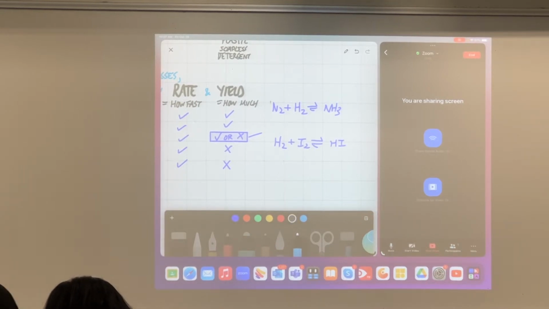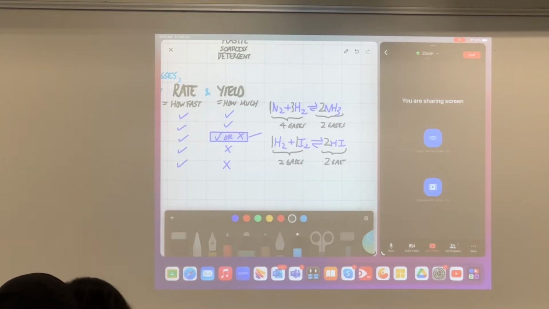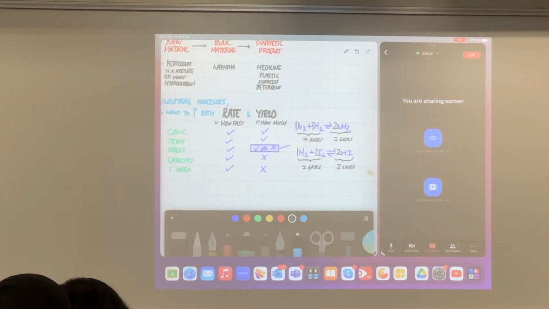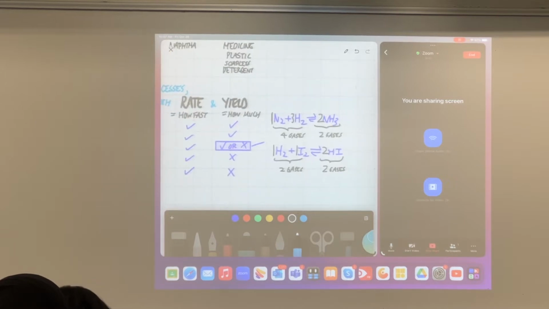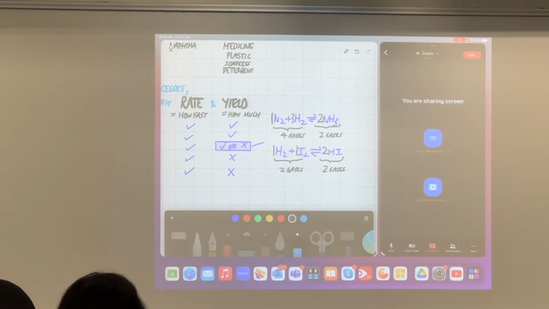Okay, so, and then there's HI. So take a look at the number, 1, 3, and 2. 1, 1, and 2. For the first equilibrium, there are 4 gases on the left and 2 gases on the right. But for the second equilibrium, both sides have 2 gases. That means, in which reaction would increasing pressure increase the yield? The first or the second equilibrium?